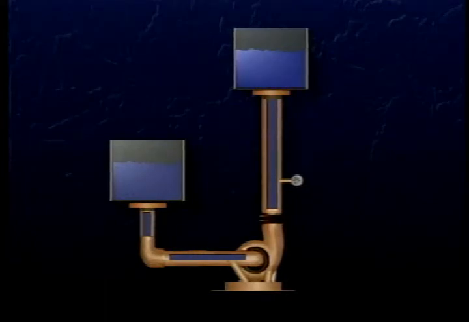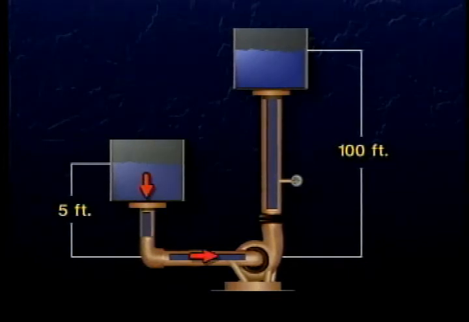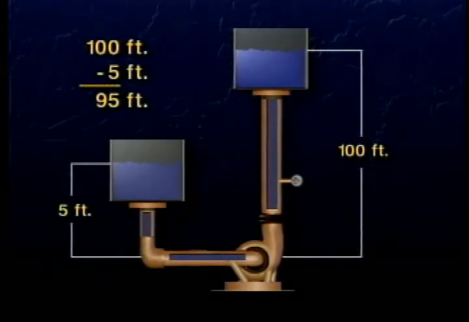Here we have a simple system where the discharge side is 100 feet above the pump and the suction side is 5 feet above the pump. The static head on the discharge side is 100 feet. All this means is that the pump must do enough work to overcome the pressure of 100 feet of water. The static head on the suction side is 5 feet. But since the pump does not have to do any work to make the water on the suction side flow into itself, we subtract the suction head from the discharge head. 100 feet minus 5 feet is 95 feet. So the total static head in this system is 95 feet.